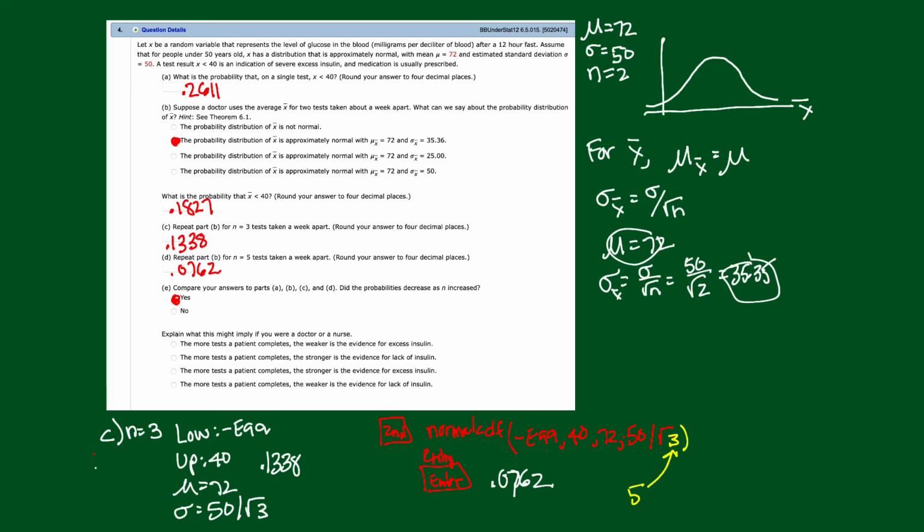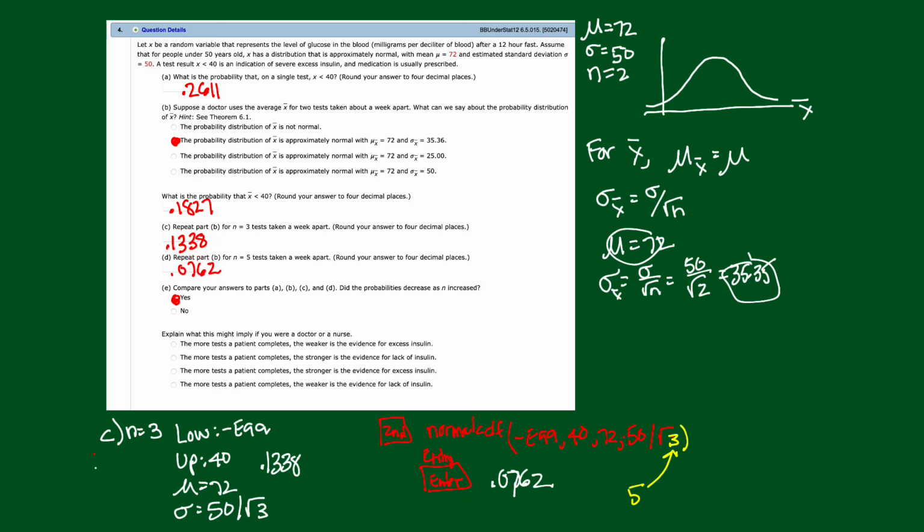Well, it seems like if you take a test once, the probability of an indication for excess insulin is 26%. If you take the test twice, that probability is 18%, and then 3 times is, okay, what does this mean? There's a 13% chance that you would get that result. Take it once, 26% chance you get that result. Take it twice, and you're seeing that result, there's only an 18% chance. You take it 3 times, now the probability of seeing your result is 13%.